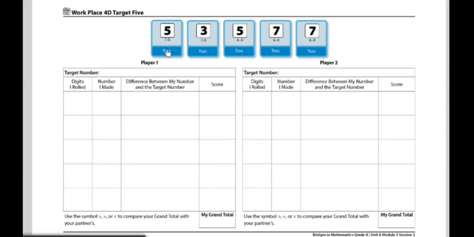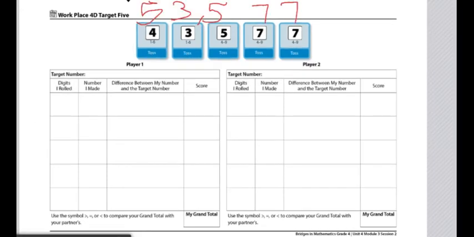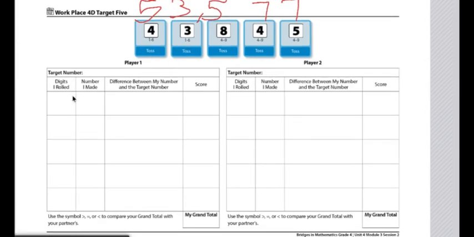So I would go ahead and we would have our target number written on top. And if I were to roll all 5 of my dice, I would write the numbers I rolled right down here. Then, once I decide what number I'd like to make with those numbers, I'd write it right here.